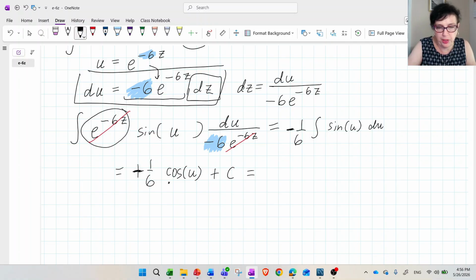The last step here is just like backwards translation. So you started with Russian, you translated it to English, and then you have to translate whatever they said back. So now you have to translate this back to z. And, well, what u was e to the negative 6z, we're going to go ahead and substitute that. And then that's it.